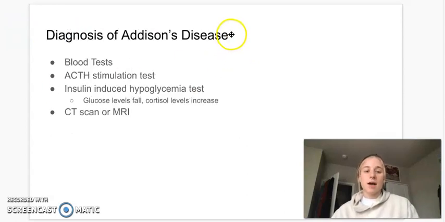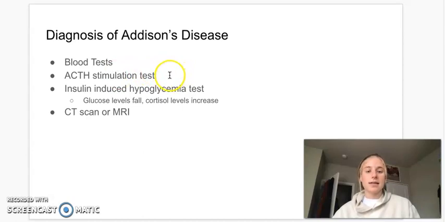So diagnosis of Addison's disease includes blood tests, which will test your blood for sodium, potassium, cortisol, and then also adrenocorticotropic hormone. It's kind of a mouthful, so it's abbreviated as ACTH. And now we see here we have an ACTH stimulation test. So that is another diagnosis tool used for Addison's disease.